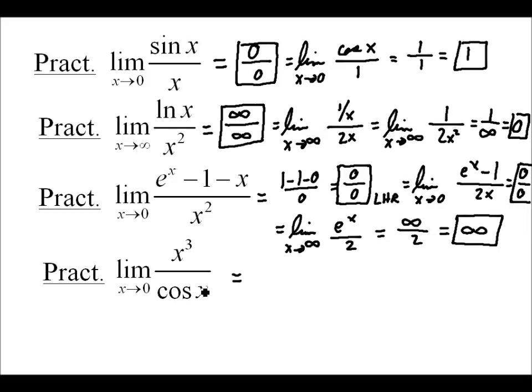And for our last problem, if we plug in 0, the top is 0, cosine of 0 is 1. We don't need L'Hopital's rule at all. My answer is 0. 0 divided by 1 is just 0. So I don't need L'Hopital's rule for this problem.